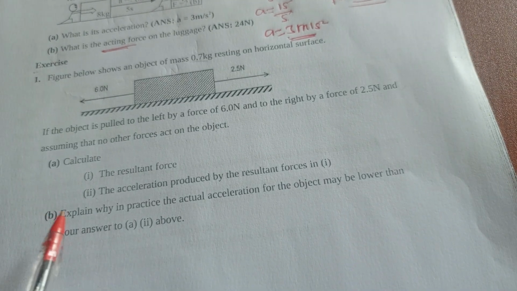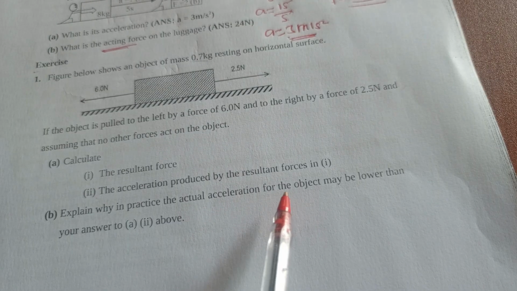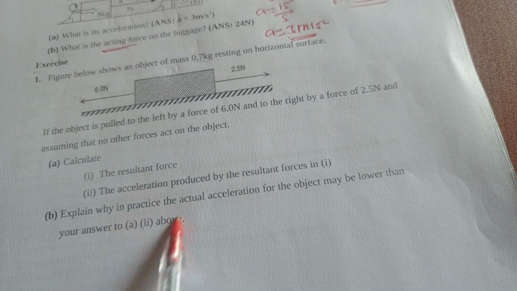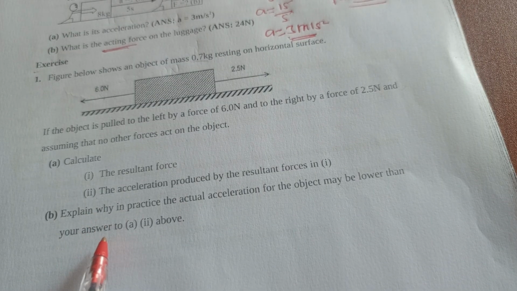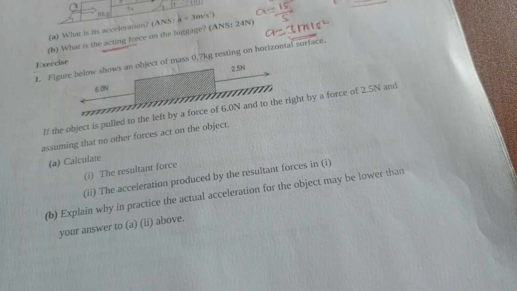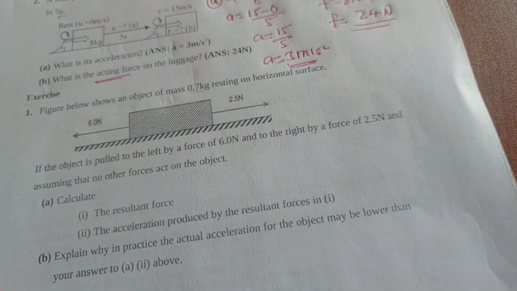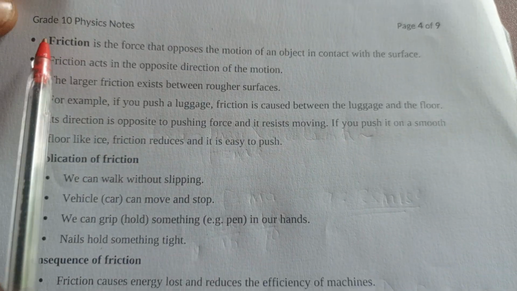Then question B: explain why in practice the actual acceleration for the object may be lower than your answer. You can research this more, but what I can explain is that this is due to the friction force between the object and the surface. Okay, so now we go to the friction part here.